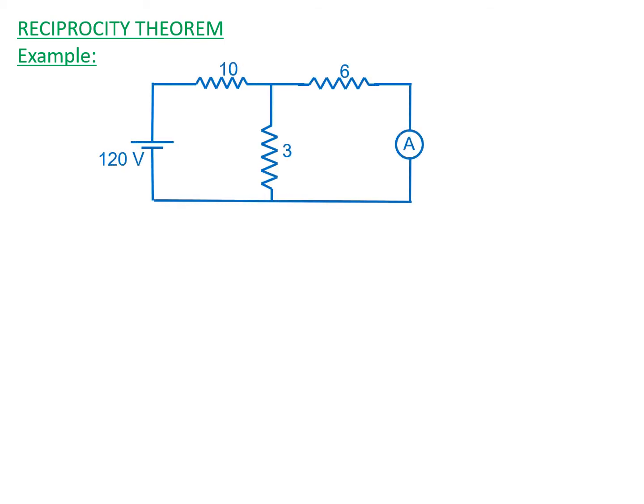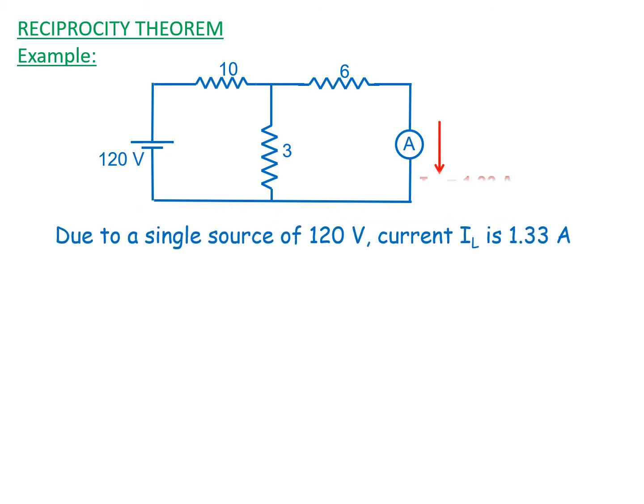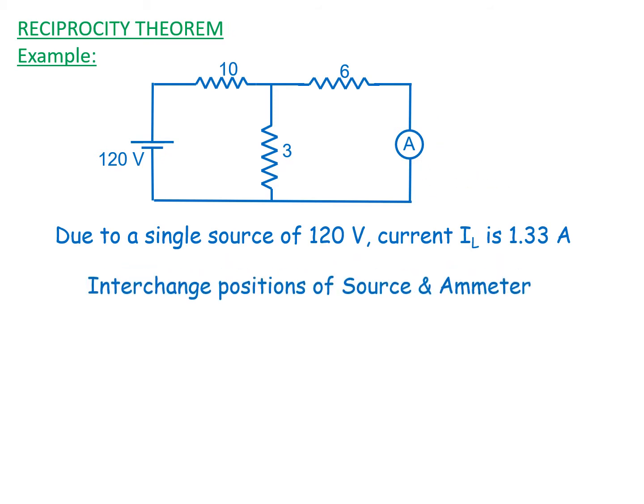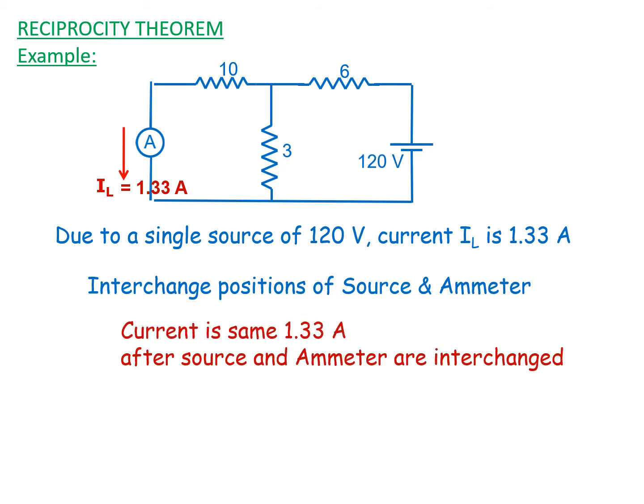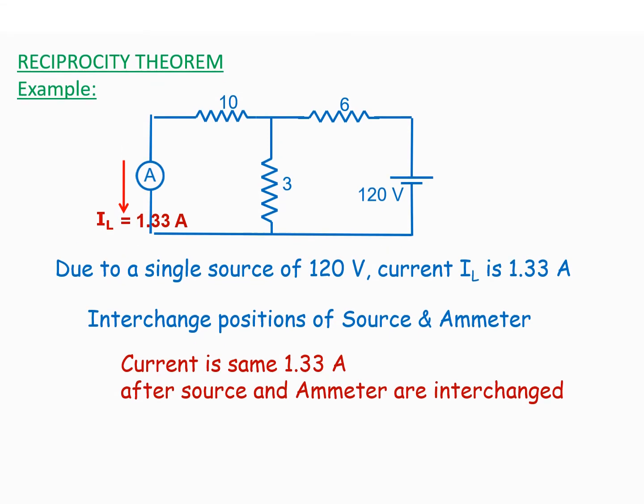Let us look into an example on reciprocity theorem. In this circuit, due to a single source of 120 volts, the current IL in the ammeter is 1.33 amperes. Now interchange the positions of source and ammeter. If you find the current through the ammeter, it will be 1.33 amperes. The current is the same, 1.33 amperes, after the source and ammeter are interchanged.